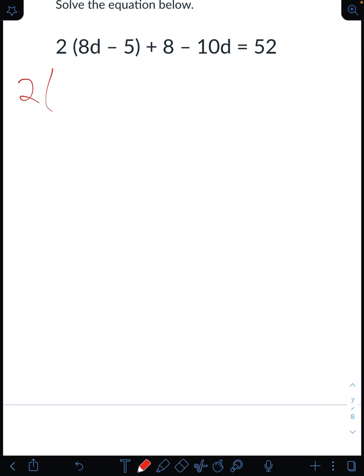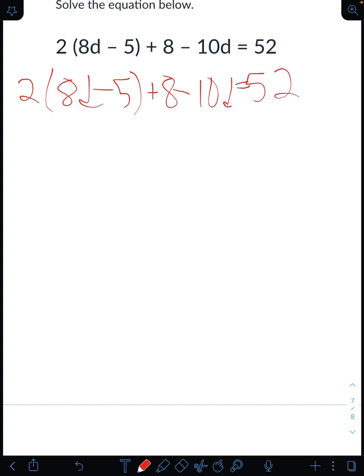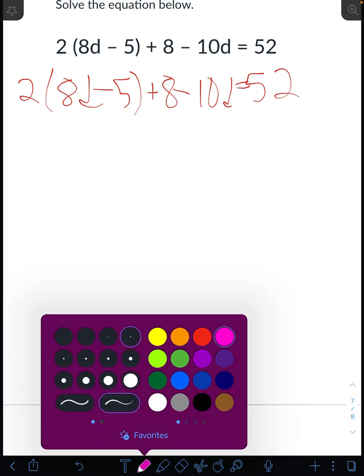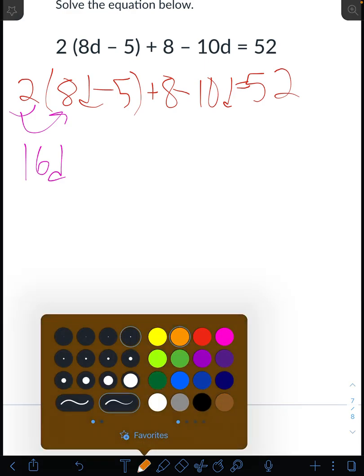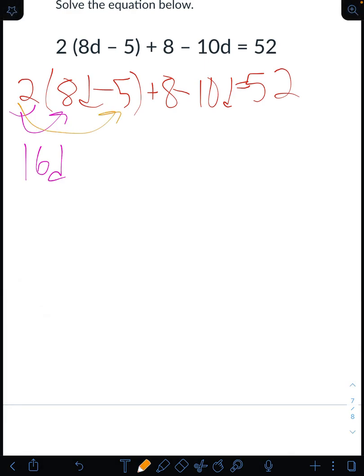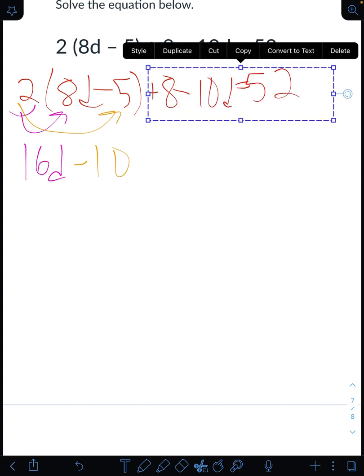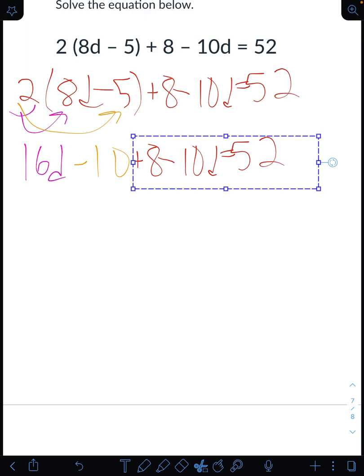So 2, 8d minus 5, just rewrite the problem. And as you're rewriting it, you can even let your mind wander about all the great ways you'll solve it. First step is let's distribute. 2 times 8d is 16d. 2 times minus 5 is minus 10. And then bring down everything else.